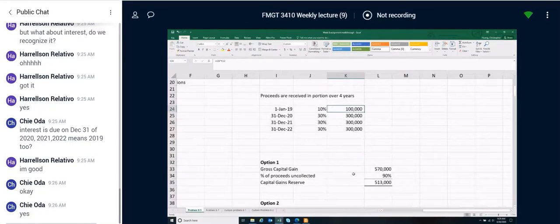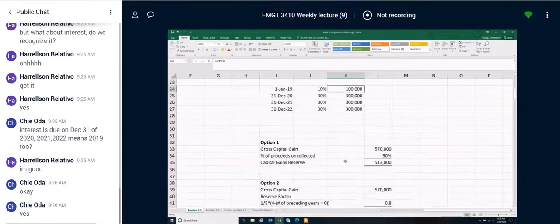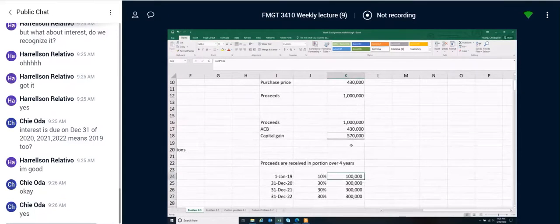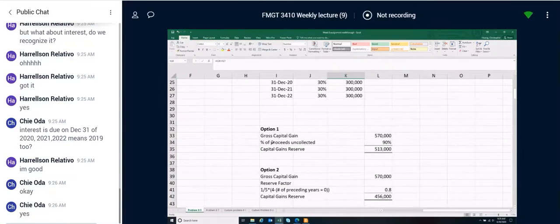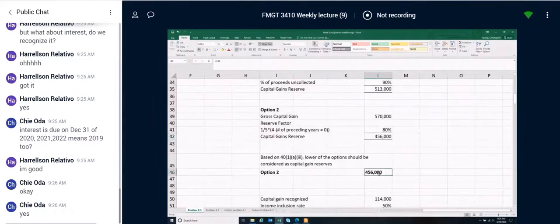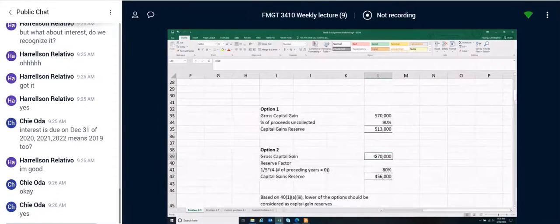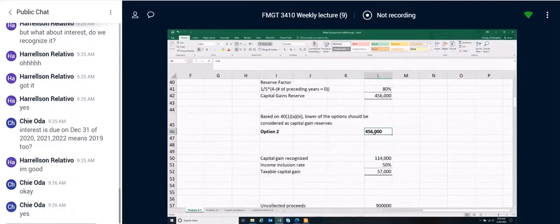So now when we go through this one, the gain is $570,000, right? That's the capital gain. Okay. So again, year one, 90%, 80%. 80% is lower. That's what we expect. Reserve should be 456. So again, 570 less the 456, that gives you 114. 50%, 57,000. Okay.